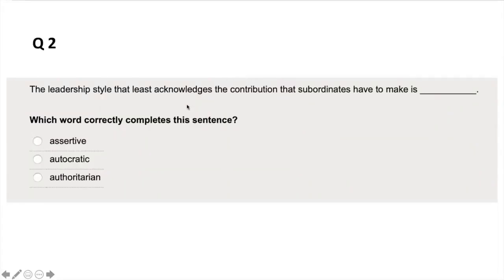Let's move to question 2. The leadership style that least acknowledges the contribution that subordinates have to make is A, assertive, B, autocratic, or C, authoritarian. And I'm quite sure that many of you may be a little bit confused between autocratic and authoritarian because they're kind of close as terms. Now, let's understand, first of all, what these three terms mean, and that's going to help us answer this question. So once again, the leadership style that least acknowledges the contribution that subordinates have to make is assertive, autocratic, or authoritarian.